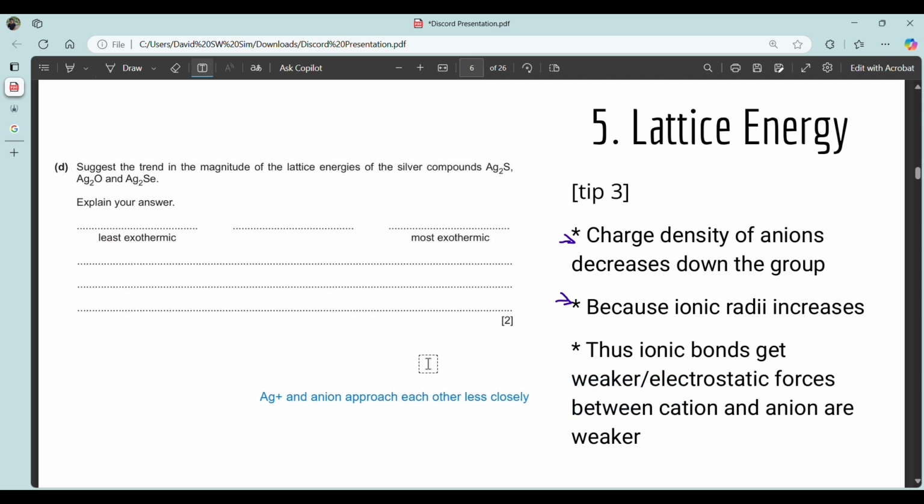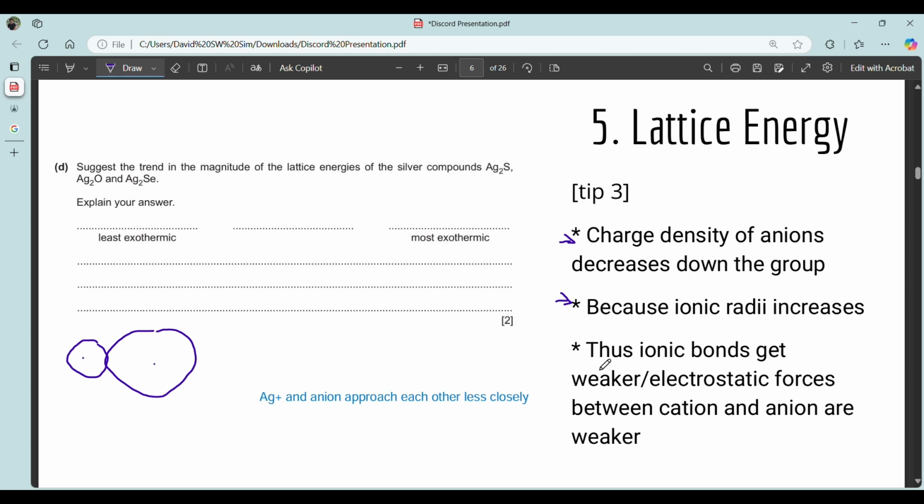They answer it like this. This is also another way to answer the last point. And what's the logic behind it? Because when the anion is bigger, the outermost electrons are actually further away from the nucleus, and we know that the ionic bond is due to electrostatic forces between the electrons and the nucleus. So when the ions are bigger, of course the ionic bond is weaker.